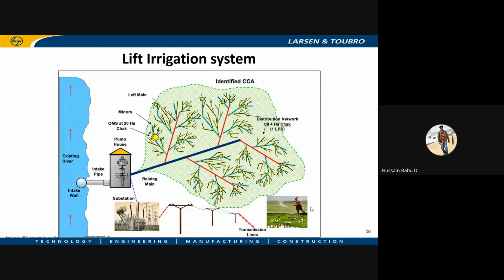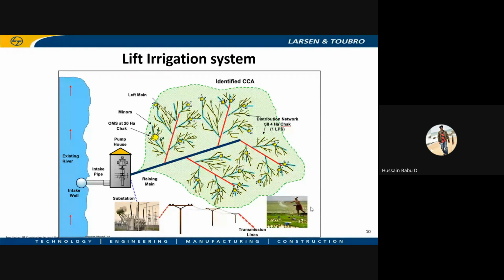Chucks means a combination of land parcels of the farmers. So each chuck will be defined. The project will be defined by how much water, how much discharge should be given to each chuck. This is how the project will be planned throughout the command area.